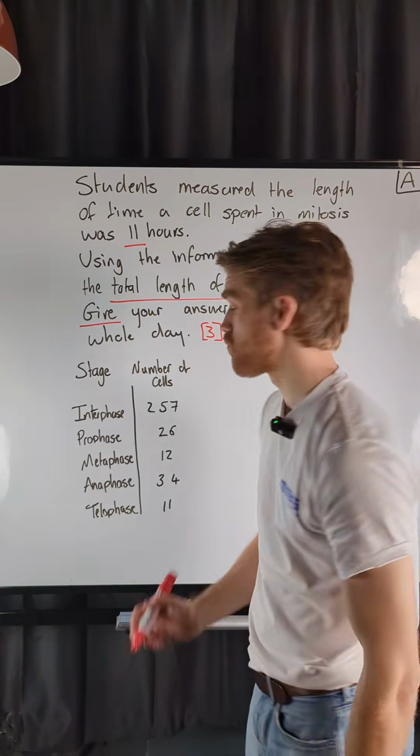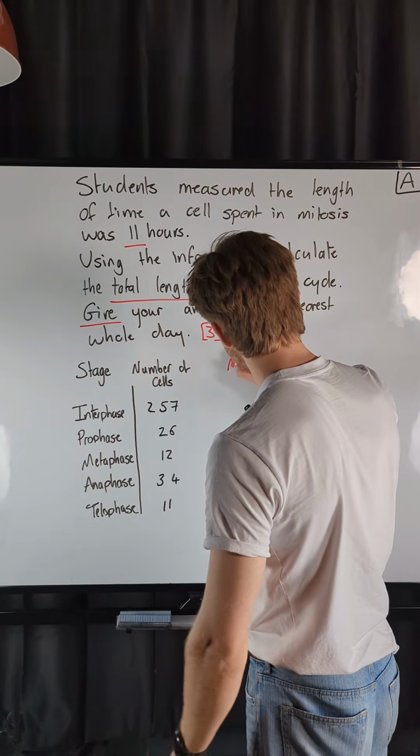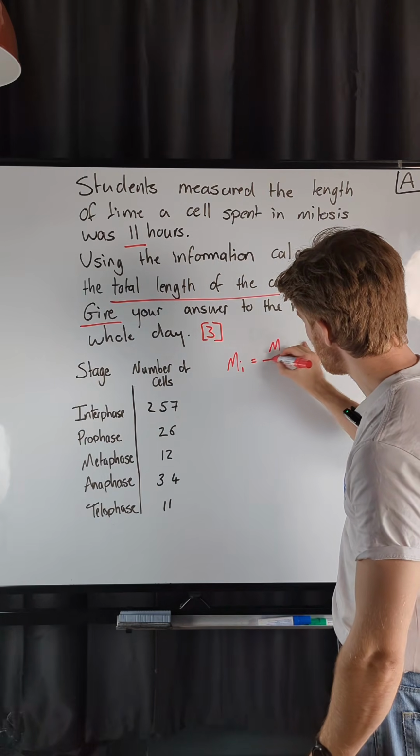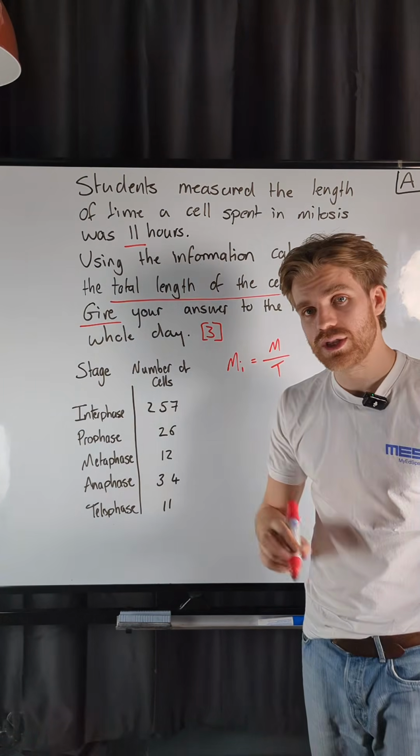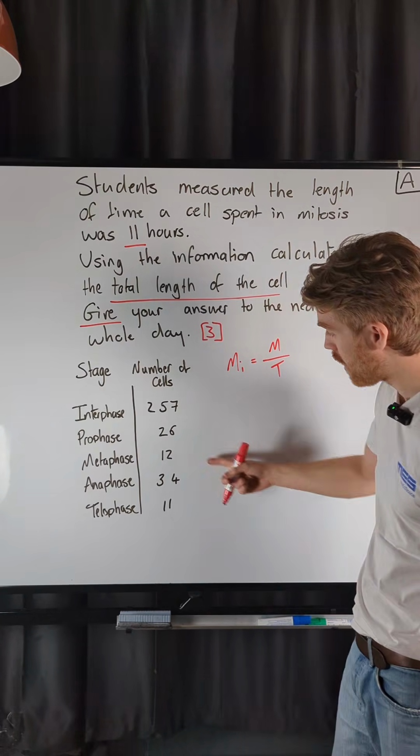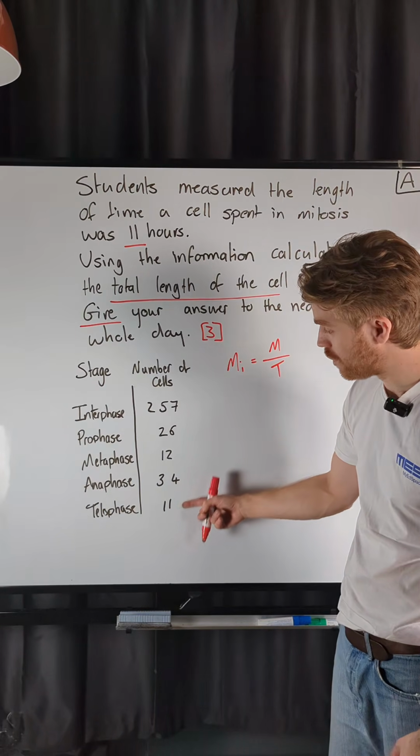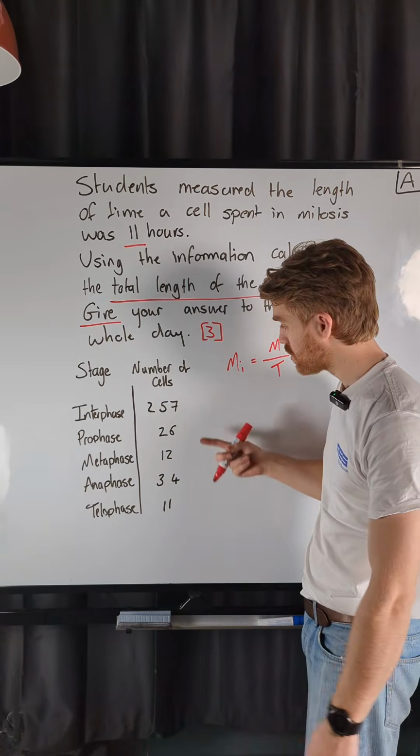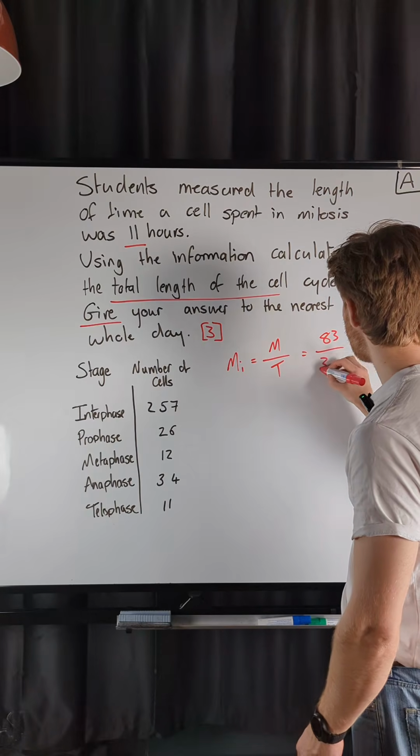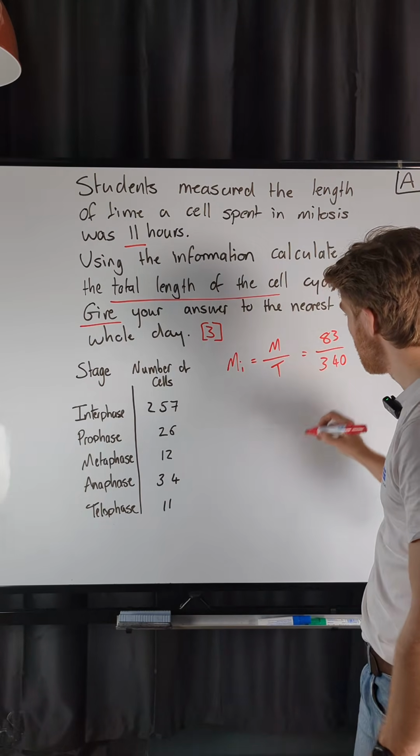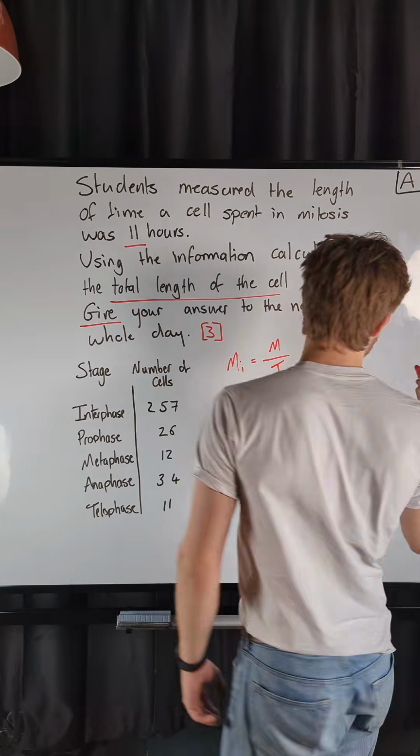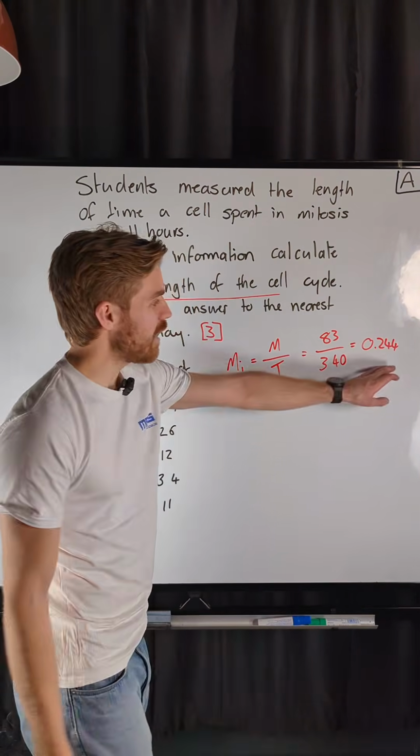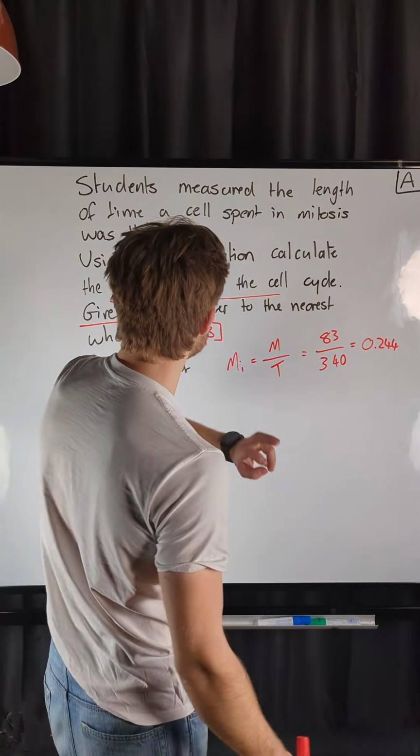So the first thing I do is I write down my equation for mitotic index. My mitotic index is equal to the number of cells in mitosis divided by the total number of cells. So how many cells are in mitosis? Well, I'm going to add up these 4 stages and we get 83 cells. How many are there in total? Add on the amount in interphase and we get 340. So our mitotic index then we calculate to be 0.244.